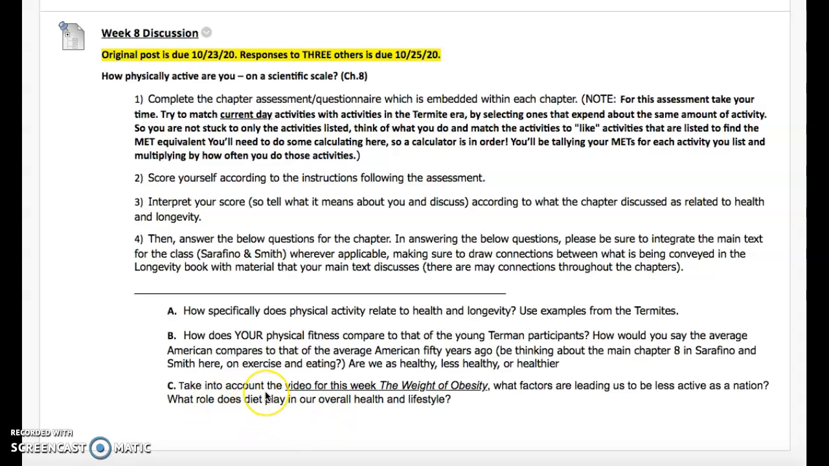And then you're going to take into account the video, The Weight of Obesity. I want you to talk about what factors are leading us to be less active as a nation, and what role diet plays in our overall health and lifestyle. You can break this down into stages, because the video really covers kids all the way up through adults, and some of the challenges at each life cycle stage. In particular, what might be some of the barriers that adolescents face with diet and exercise versus an adult versus an older person? So you want to talk about a little bit of that.